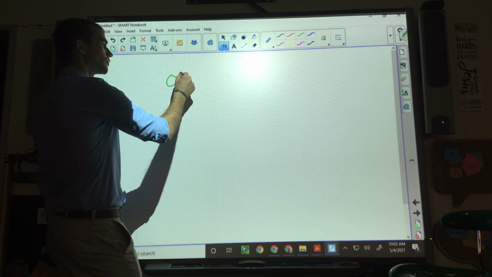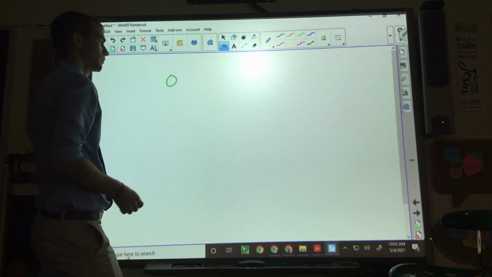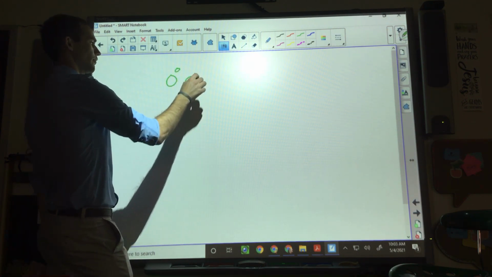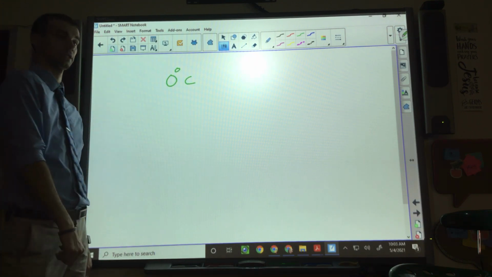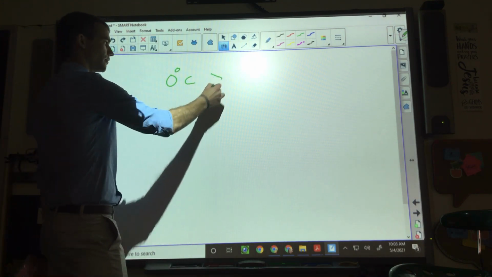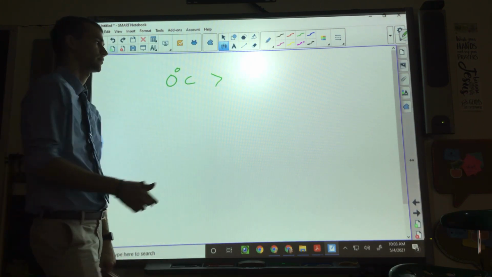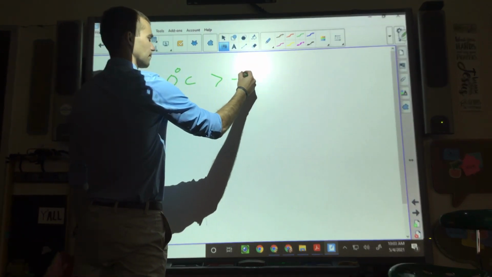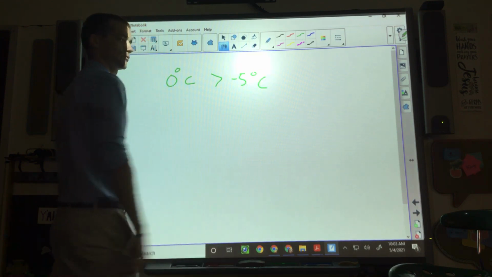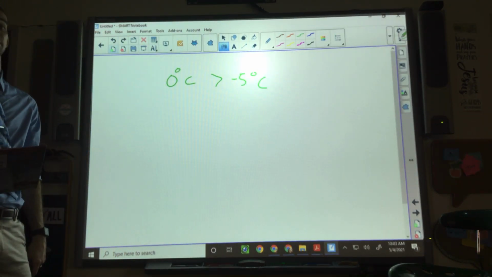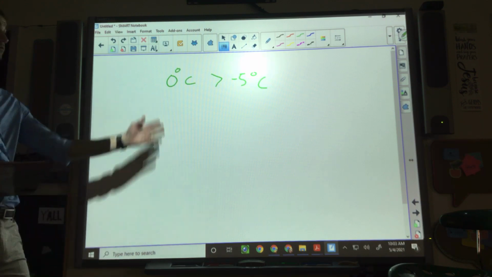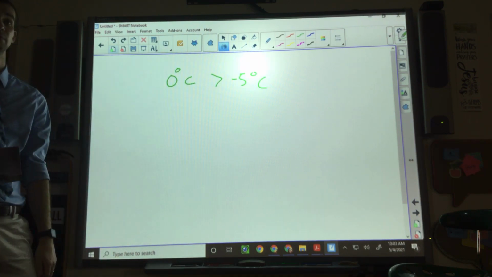Celsius is weird though, so you've got to write 0 degrees Celsius. 0 degrees Celsius is warmer. What's that, greater or less than? It's greater than negative 5 degrees Celsius. But that one kind of messed me up because Celsius is different than Fahrenheit. It is, but it doesn't matter if it's Celsius or Fahrenheit. 0 is still greater than negative 5 no matter what.